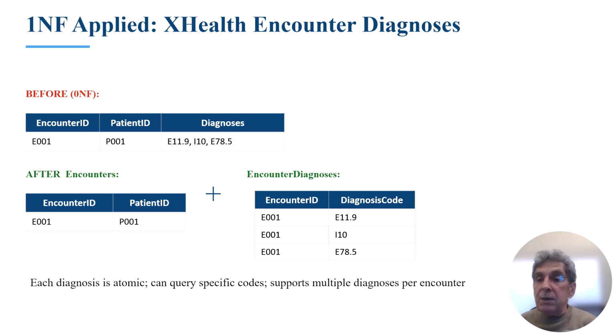In the before state, we have an encounters table where the diagnosis column contains multiple ICD codes, for example, E11.9, I10, E78.5, all concatenated into one cell. This is classic unnormalized data. Unacceptable. To convert to first normal form, we create a separate encounter diagnosis table.